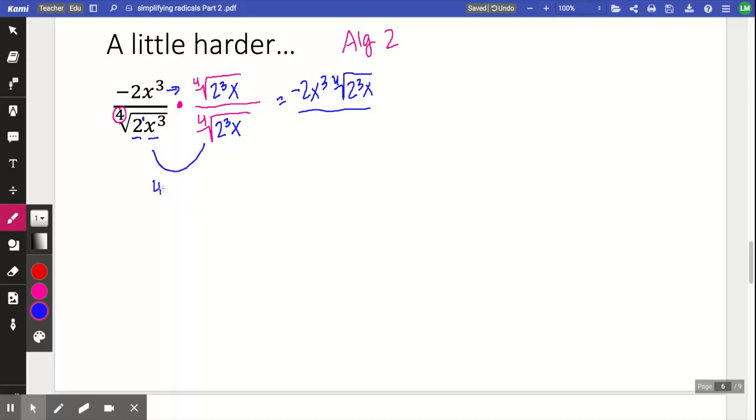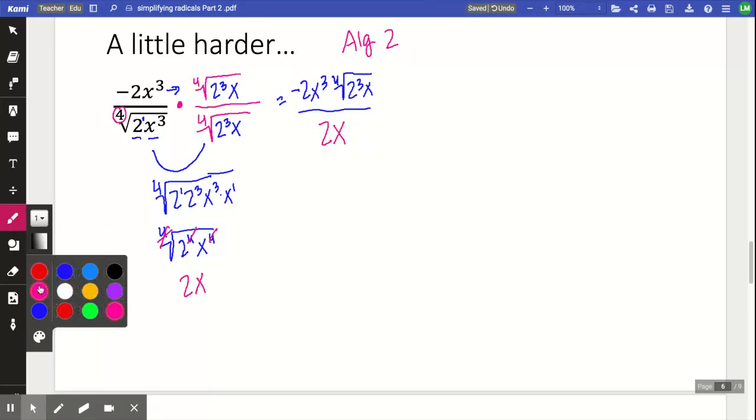On the bottom, inside the radical, let's squish these together. We have 2 to the first, 2 to the third, x to the third, x to the first. You don't have to do this step every time. We've created 4 2's and 4 x's. The fourth root of 2 to the fourth is just 2. The fourth root of x to the fourth is just x. So on my bottom, I have 2x.